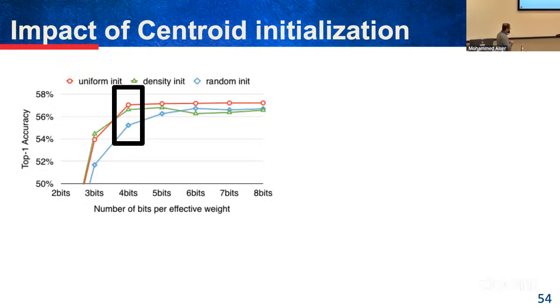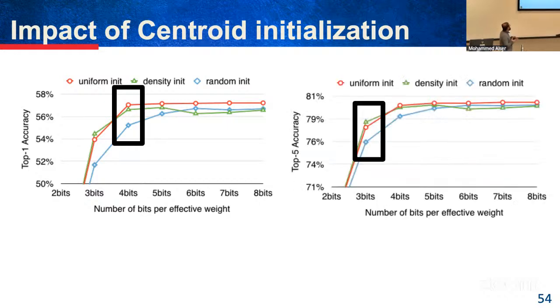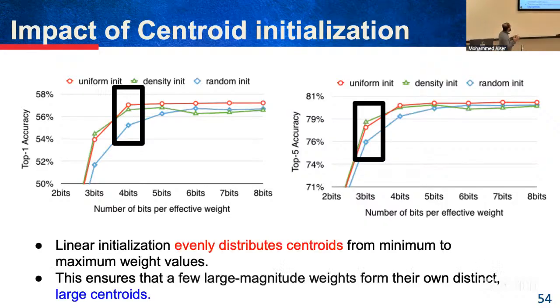Okay. Centroid initialization is another thing, because if you want to do quantization, you have to share the weights, and then you have to cluster the weights. There are different ways to start the clustering: uniform initialization, random initialization, or density initialization. We see that if you do uniform initialization, you have better accuracy compared to the other two.